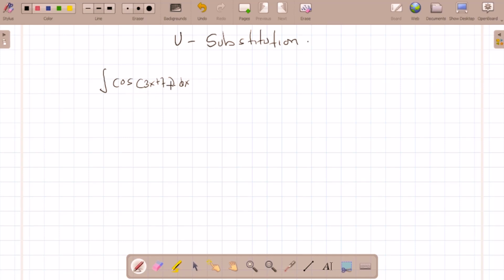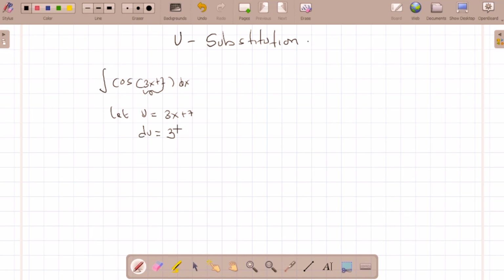Now this is not a standard integral. Something like a standard integral would look like cosine of u. So we need to substitute this 3x plus 7. We will let u be equal to 3x plus 7. And now, when u equals 3x plus 7, what will be du? So du is going to be equal to the derivative of 3x plus 7, which is 3, and the derivative of a constant is 0, so this goes to 0.